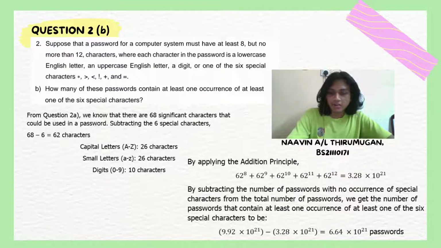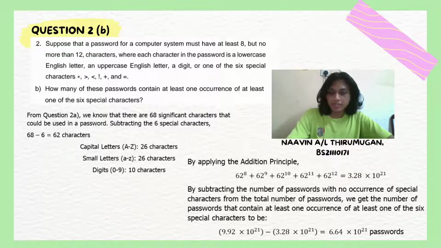So minus 6 of the special characters, we end up with 62 characters. They are the capital letters A to Z, small letters a to z, and also the digits from 0 to 9. So by applying the addition principle for lengths 8, 9, 10, 11, and 12, we get up to 3.28 times 10 to the power 21 passwords.